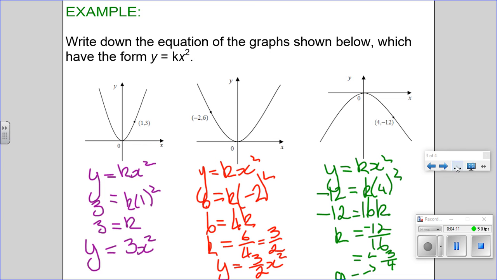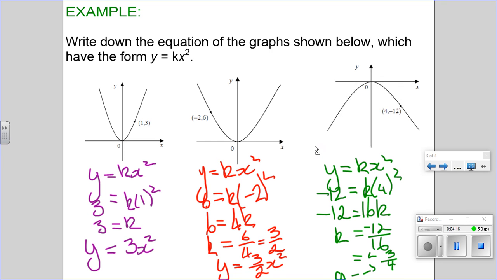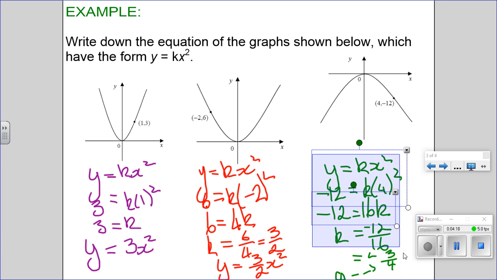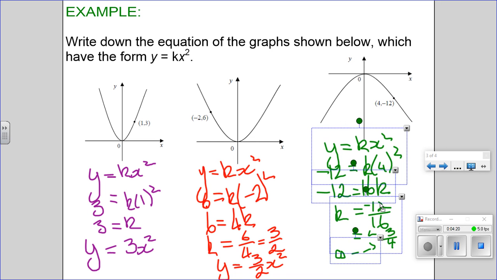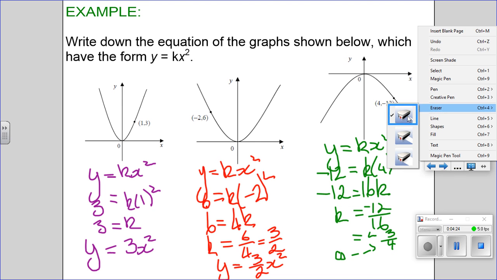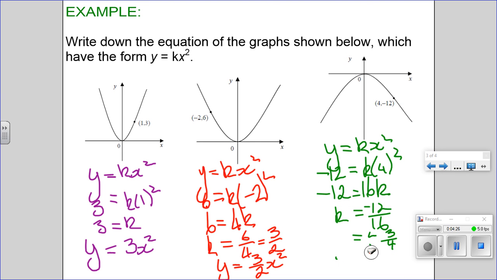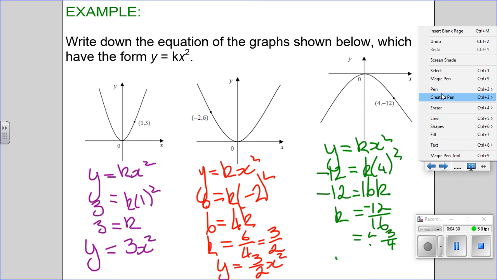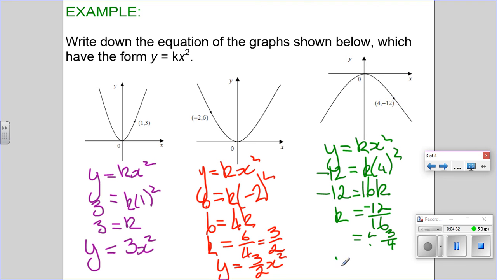Oh, you can't see that right. I'll move that just a little bit, just give me a second. Right, let's move that one, select all of this, and then let's delete that because we can't use that. And then let's put it all together, get my pen out again. y is equal to -3/4 x squared. Done. And that's all.